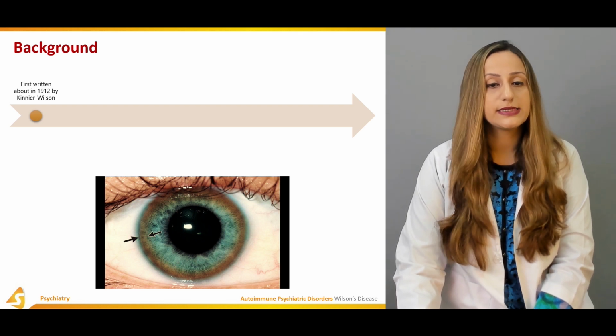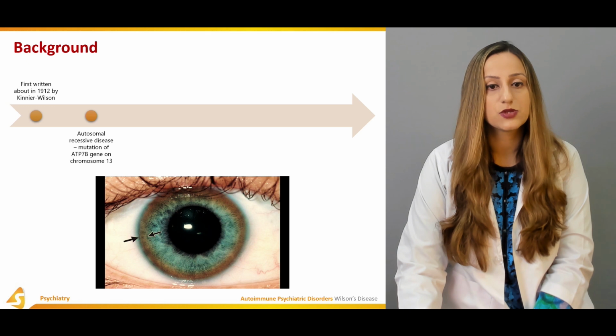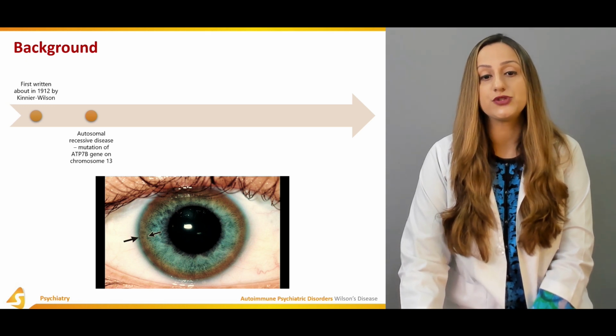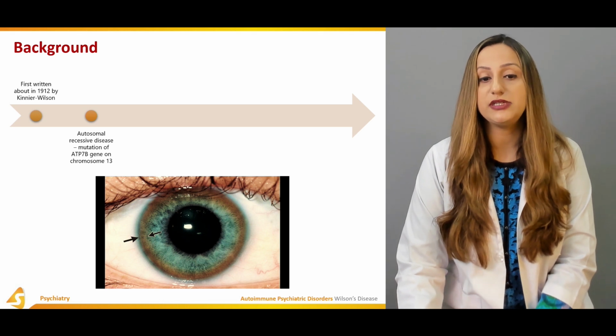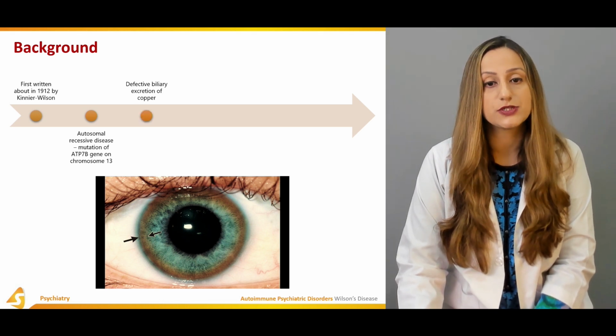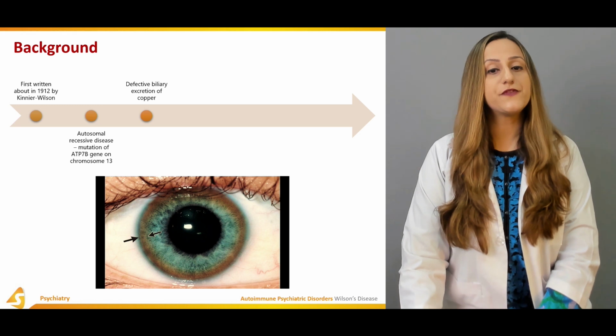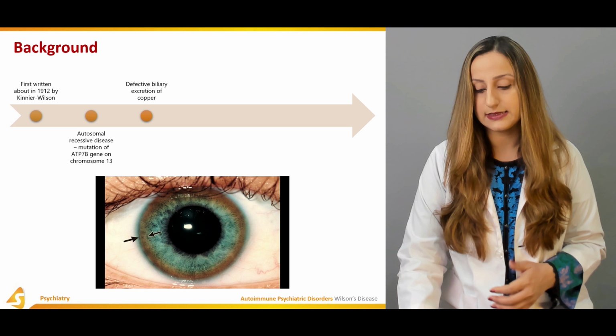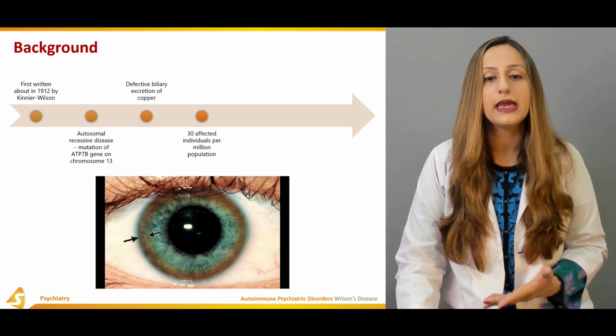First written about in 1912 by Kinnier Wilson. So he was the pioneer in this disease, an autosomal recessive disease. The mutation at the ATP7B gene on chromosome 13 is observed in these individuals. There is a defective biliary excretion of copper. So this is the mainstay over here, that the copper cannot be excreted properly.